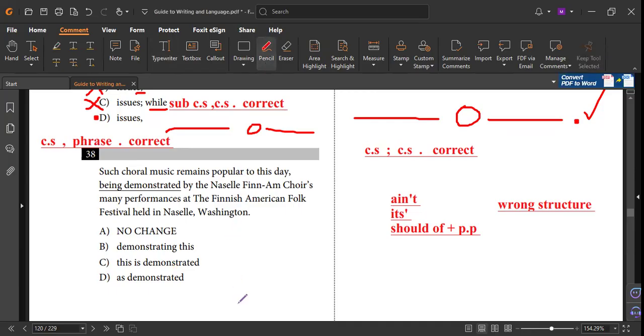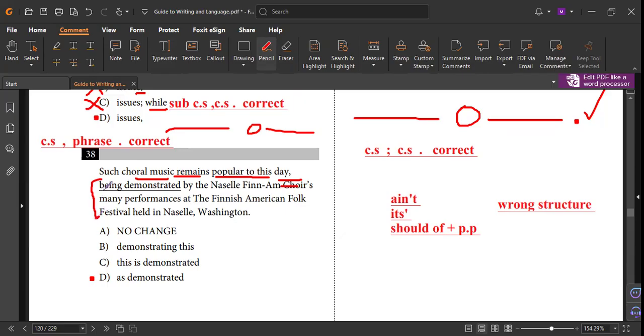So 38 is C. No, 38, it's letter D. Why? Follow the rules. Such choral music remains, so subject, verb, and then complement. And then we have a comma. So this part must be not a sentence. Yes or no?